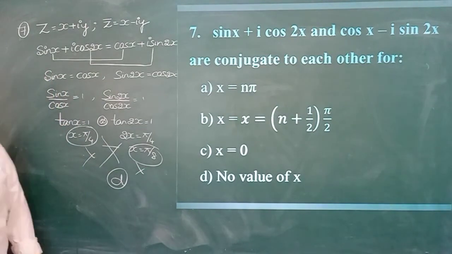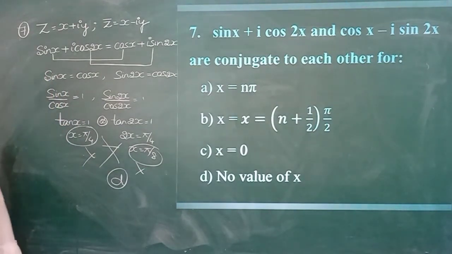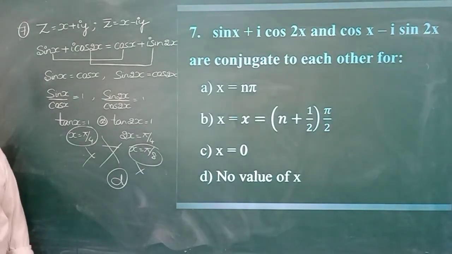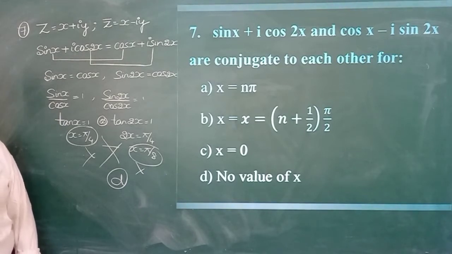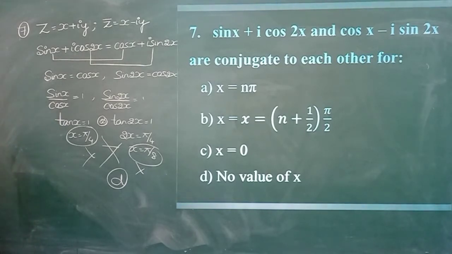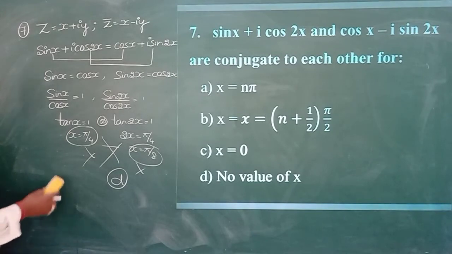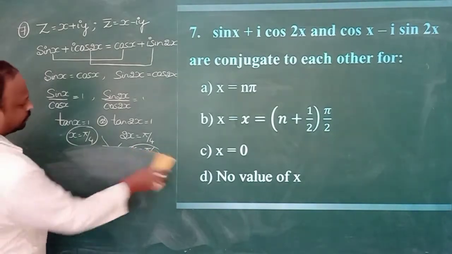Option D is the answer. We have to find one solution for this, but we are having two different solutions. So therefore these two can never be conjugate to each other. Conjugate is nothing but: if z is equal to x plus iy, then z bar is equal to x minus iy. Go for next.